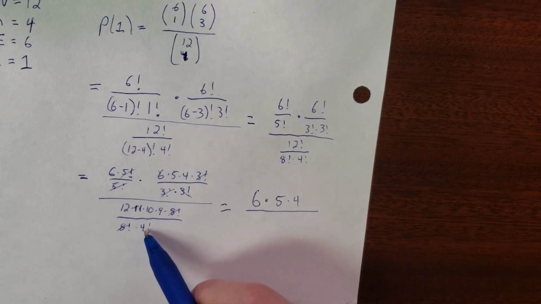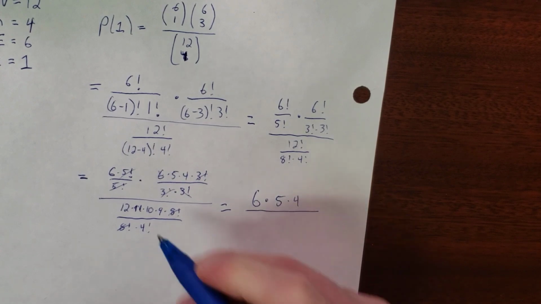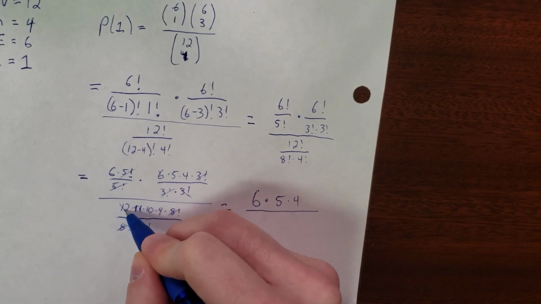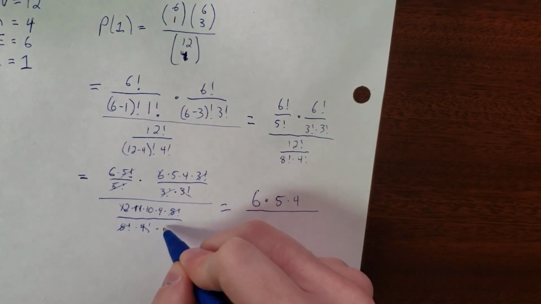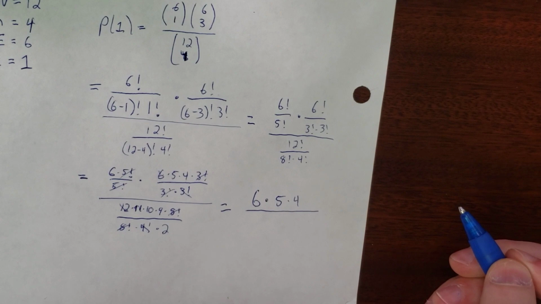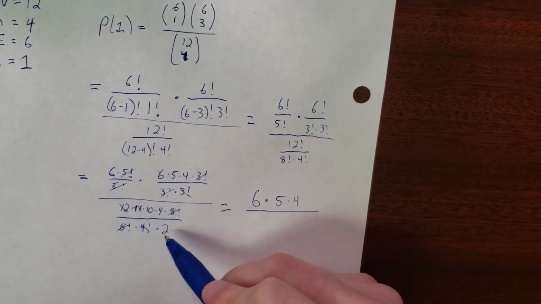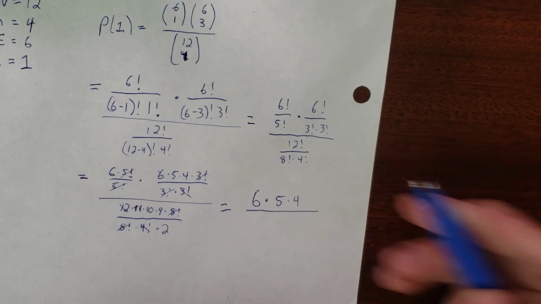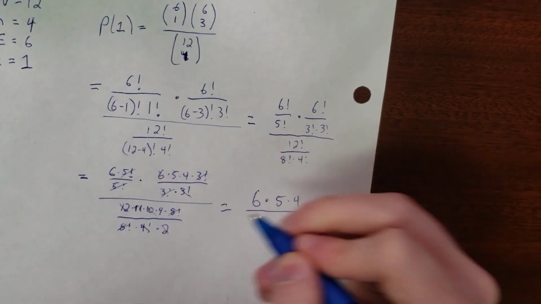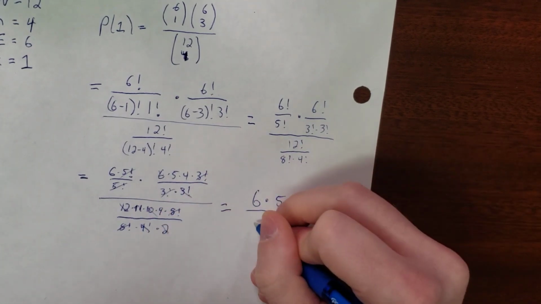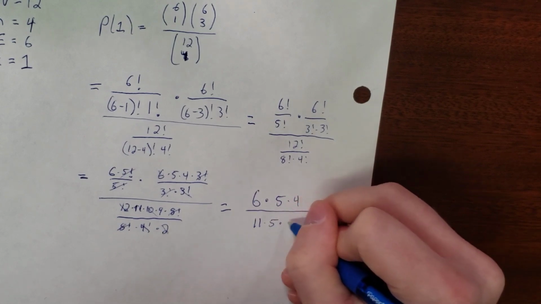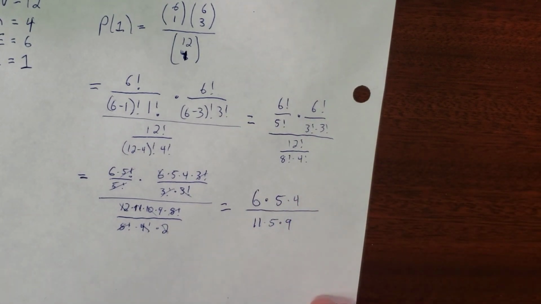4 factorial, 4 times 3 times 2, so 4 times 3 is 12. So if the 12 and the 4 times 3 cancel, this would just leave 11 times 10 times 9 over 2 in the denominator. So that's 10 over 2 is 5, so we get 11 times 5 times 9 here in the denominator.